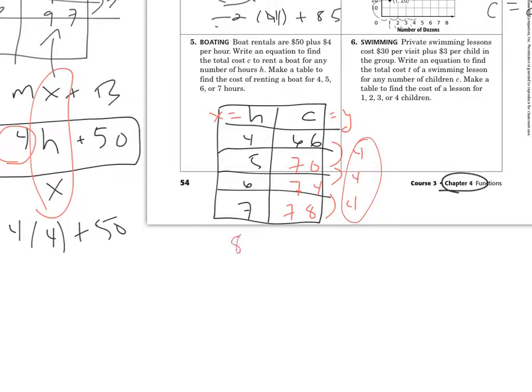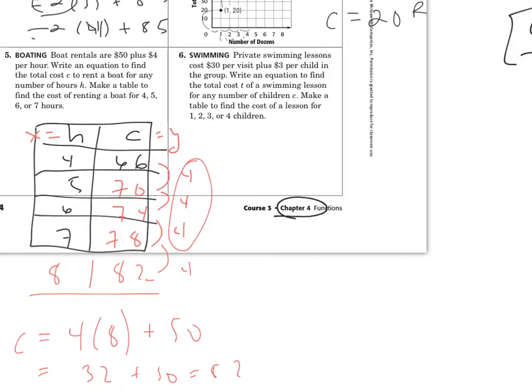So like if I was going to do 8 hours, then I would do the cost is equal to $4 for 8 hours plus 50, which would be 32 plus 50, which would be $82. So notice how this 82 is the same as if I would have added 4 straight onto the 78 to get 82. Okay, so good deal. That's how you do that.